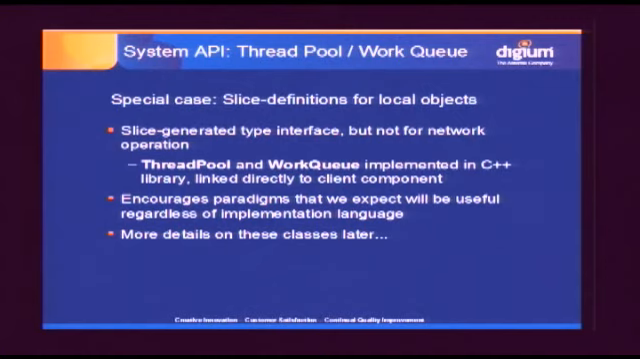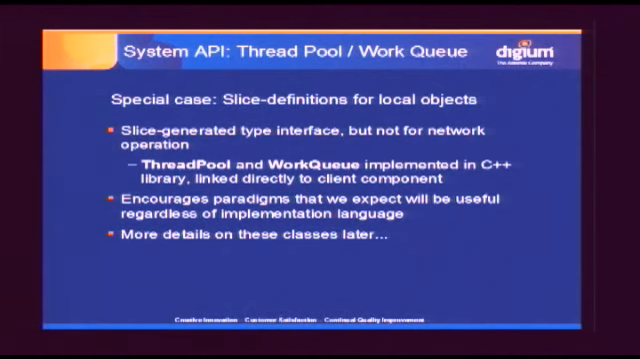Okay, so here's a special case where we define some slice for the thread pool and the work queue that have nothing to do with anything that's going to be transmitted over the wire. So it's kind of the exception to the rule that I said earlier about what the API really was. The whole point of this is so that we can encourage some paradigms. Right now we're developing everything in C++, but we expect other people to come on board and start developing in other languages that they prefer, whether it's a new component that we haven't thought of, or some alternate implementation of some component we've built, or something like their own custom routing service.